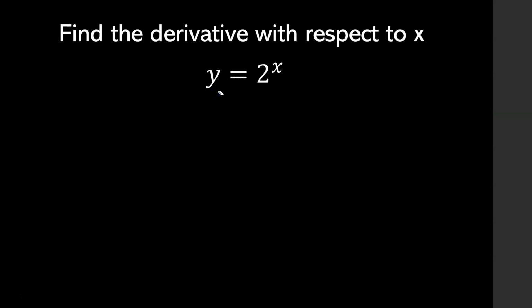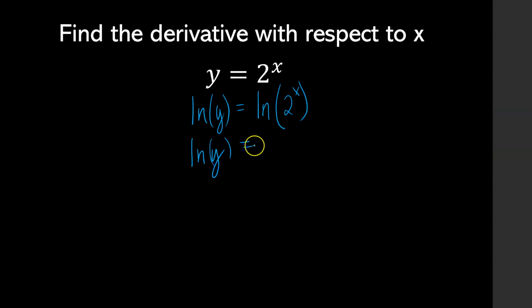Well, what do I know? A logarithm is a function that allows you to rearrange exponents. Specifically, in this case, natural log of 2 to the power x allows me to take that exponent x and make it a coefficient on the natural logarithm. So natural log of y is equal to x multiplied by the natural log of 2.